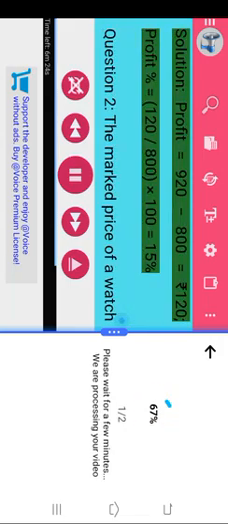Practice questions, SSC level. Question 1. A trader buys an article for 800 rupees and sells it for 920 rupees. Find the profit percentage. Solution. Profit equals 920 minus 800 equals 120 rupees. Profit percent equals 120 over 800 times 100 equals 15%.